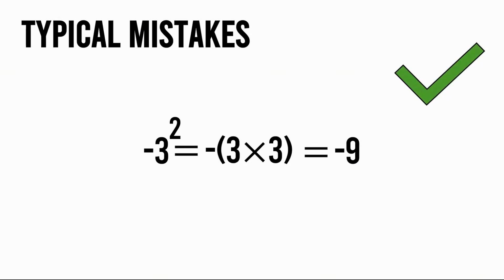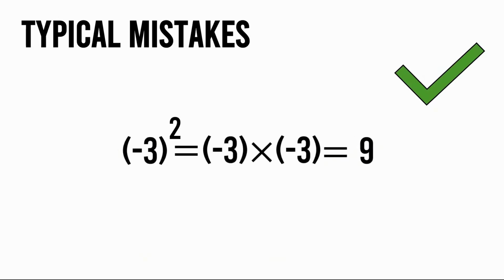So -3 to the second power gives us a result of -9. This is the correct result. To obtain the operation -3 times -3, we have to put both the 3 and the minus sign in parentheses. Here we have the exponent 2 above the entire parenthesis, which includes both the minus sign and the 3.